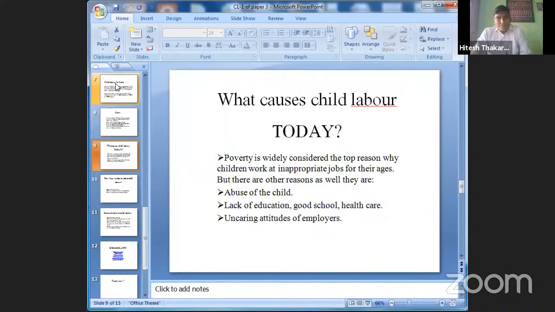What causes child labor today? Poverty is widely considered the top reason why children work in jobs inappropriate for their age. But there are other reasons as well: abuse of child labor, lack of education, good schools and health care, and uncaring attitudes of employers.